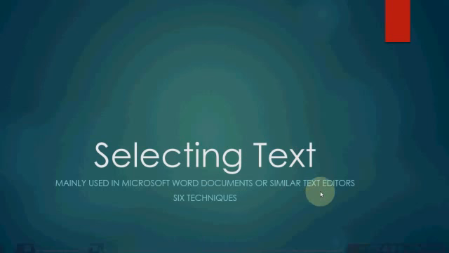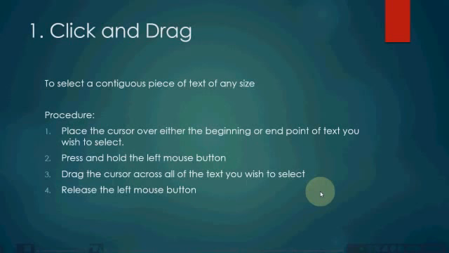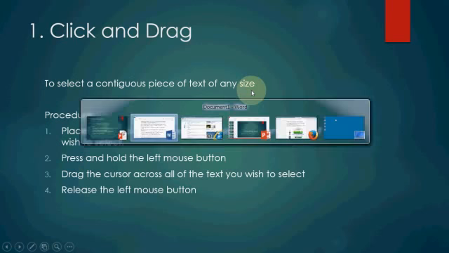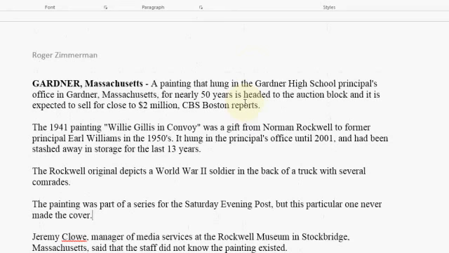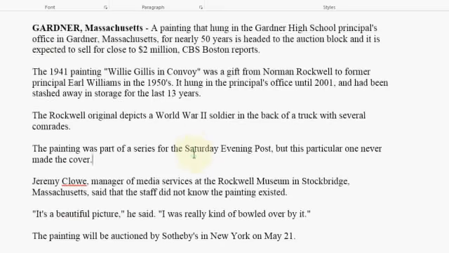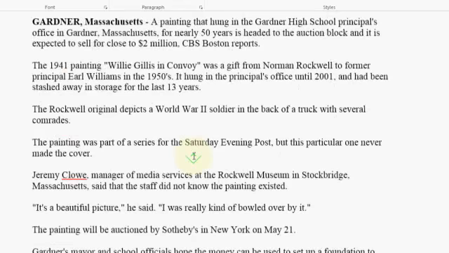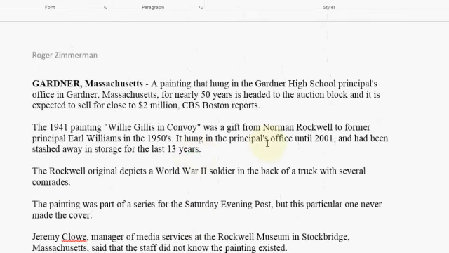The very first one is the click and drag method, and this is actually the most common method, and this is just to select a contiguous piece of text of any size. So what I'm going to do is switch over here to a Word document, Microsoft Word. This is in 2013. You see that I've got my name in here as a header, and then I have some text in the body of this document. This is just copied and pasted from a news story.